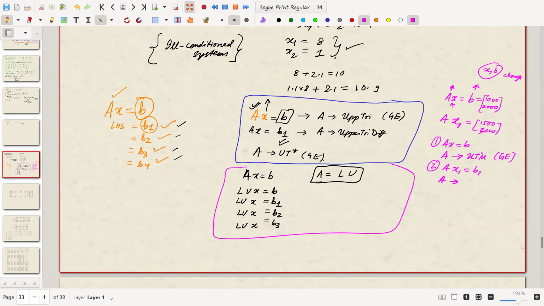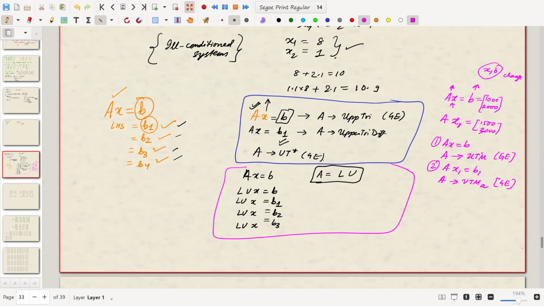Why? Because your B has changed. So therefore, the row operations will change. So every time the matrix will change, with new row operations, which is quite inefficient. It is inefficient because the matrix A is staying the same, but even if it is staying the same, you have to act again and again on A.